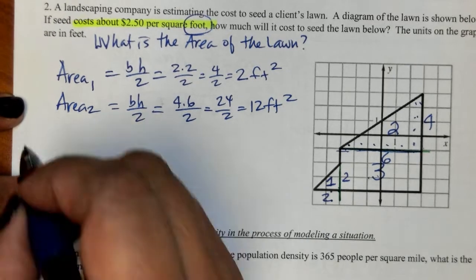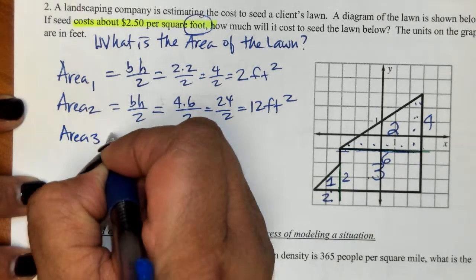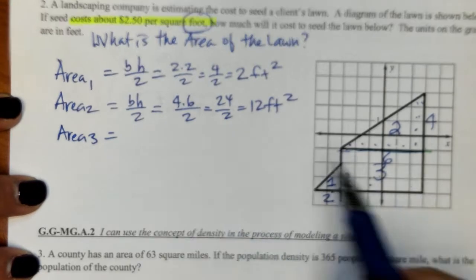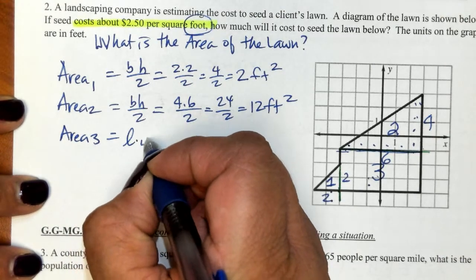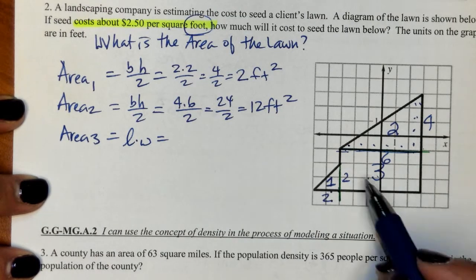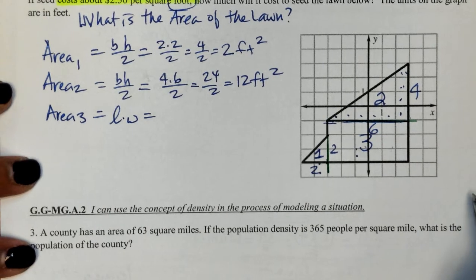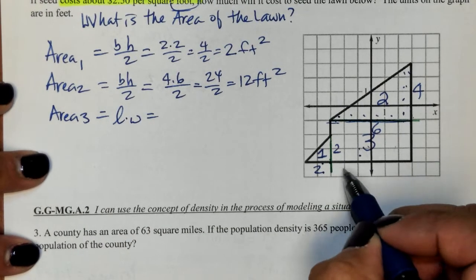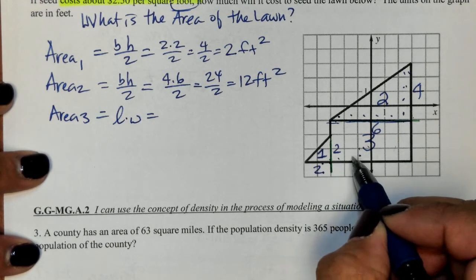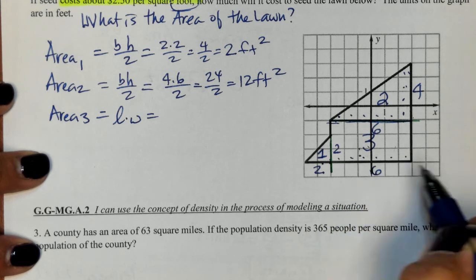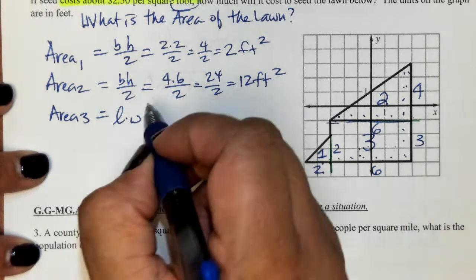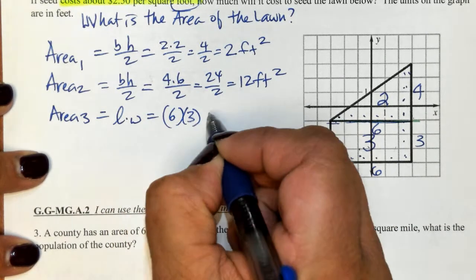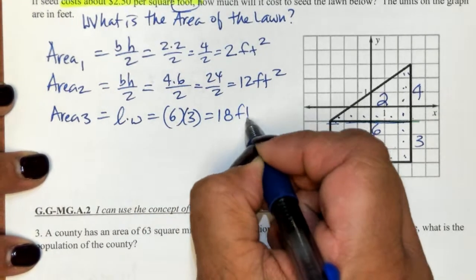Okay, and finally we just have one more, area 3. And that's a rectangle, so you cannot use base times height divided by 2. What are you going to use? Yeah, length times width. Okay, so we got to go back to our picture and take a look at what our length is. So I'm going to count. Ready? 1, 2, 3, 4, 5, 6. And the height or the width is 3. So I have a 6 by 3. 6 times 3, which is 18 feet squared.